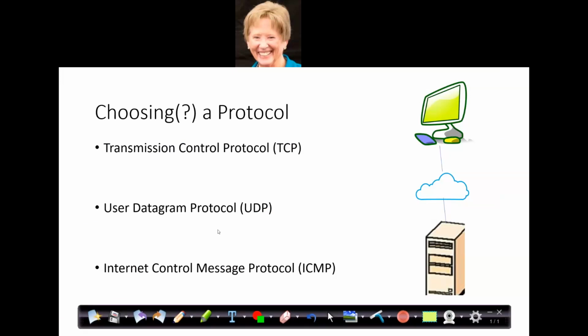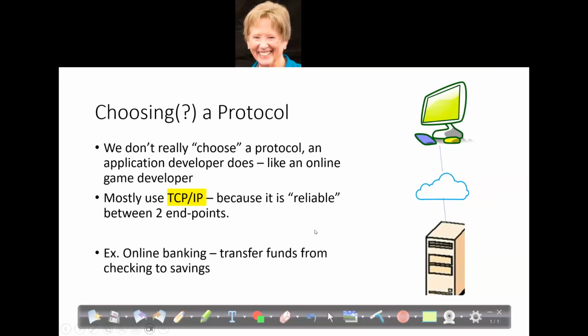So choosing a protocol. There's TCP, there's UDP, there's ICMP. That's what we're going to talk about. Well, first of all, we don't really choose a protocol. An application developer does, like an online game developer, who chooses the protocol he's using in his game. We mostly use TCP/IP because it is reliable between two endpoints.